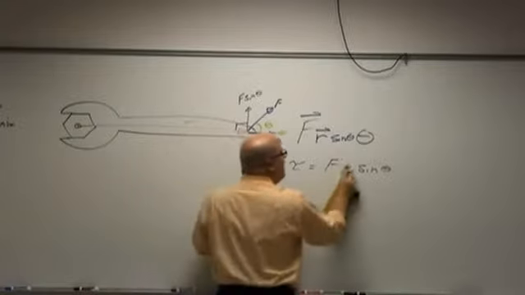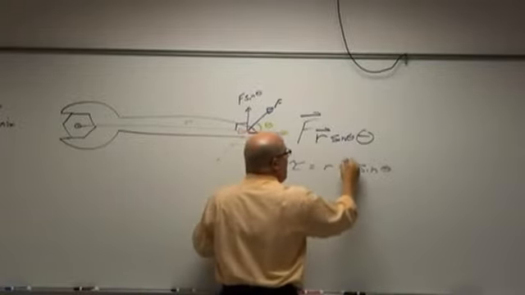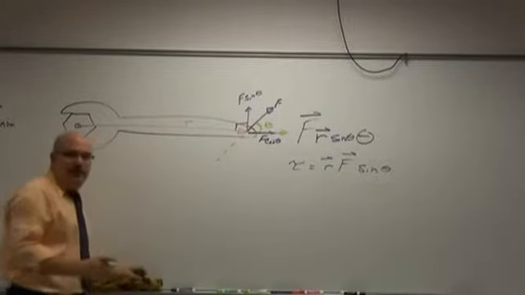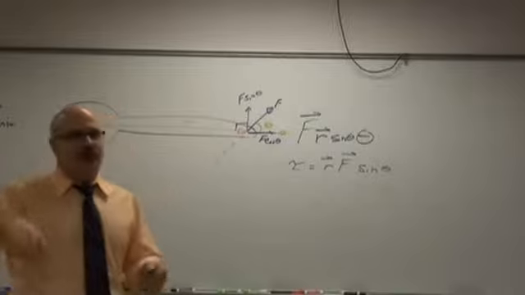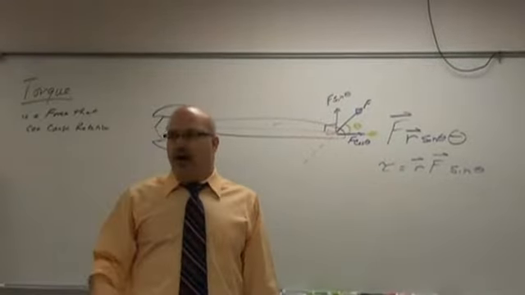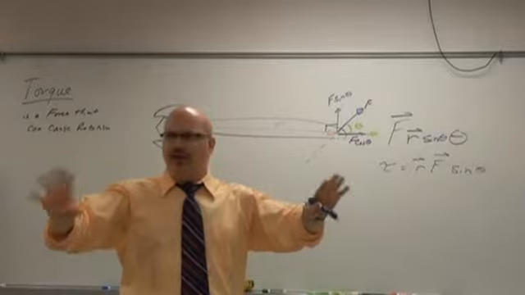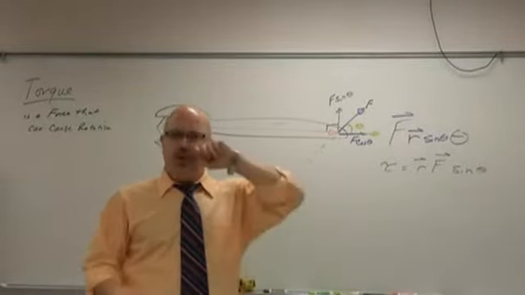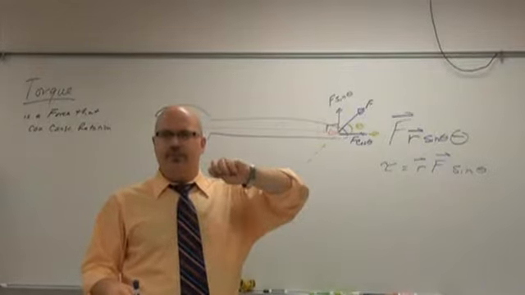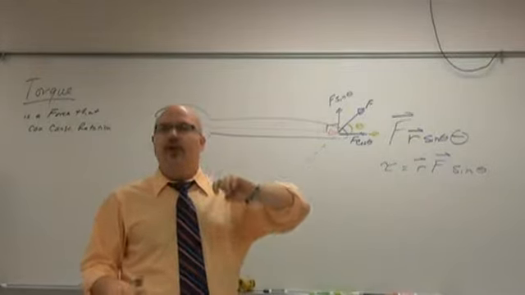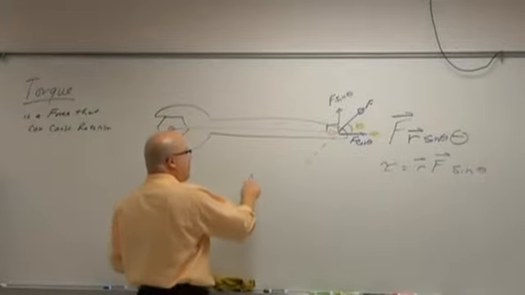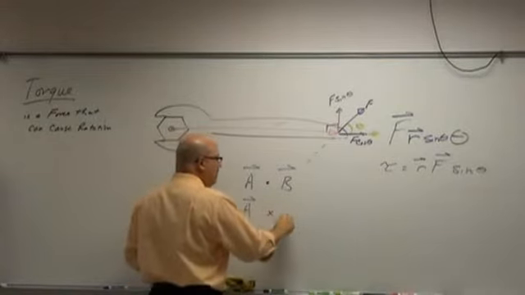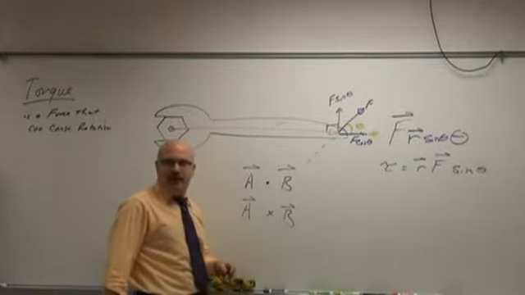Now, technically, I want you to write it this way, please: r F. There's a reason why I want you to write r first. There's a mathematical reason, which we won't really get into. It has to do with something called cross product in math class. Have you talked about cross products yet in math class? Dot product versus cross product, A dot B versus A cross B. Do you remember that from math class?